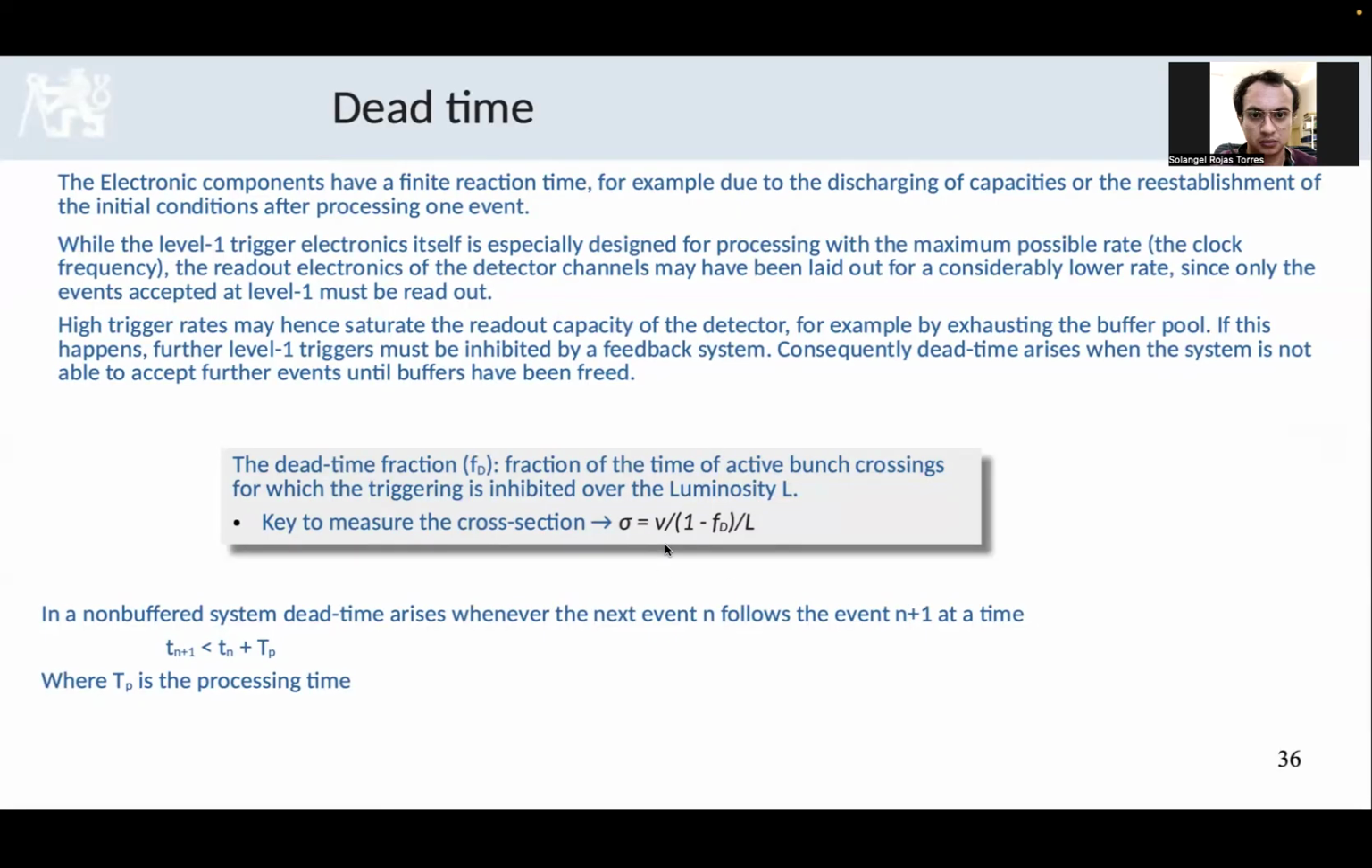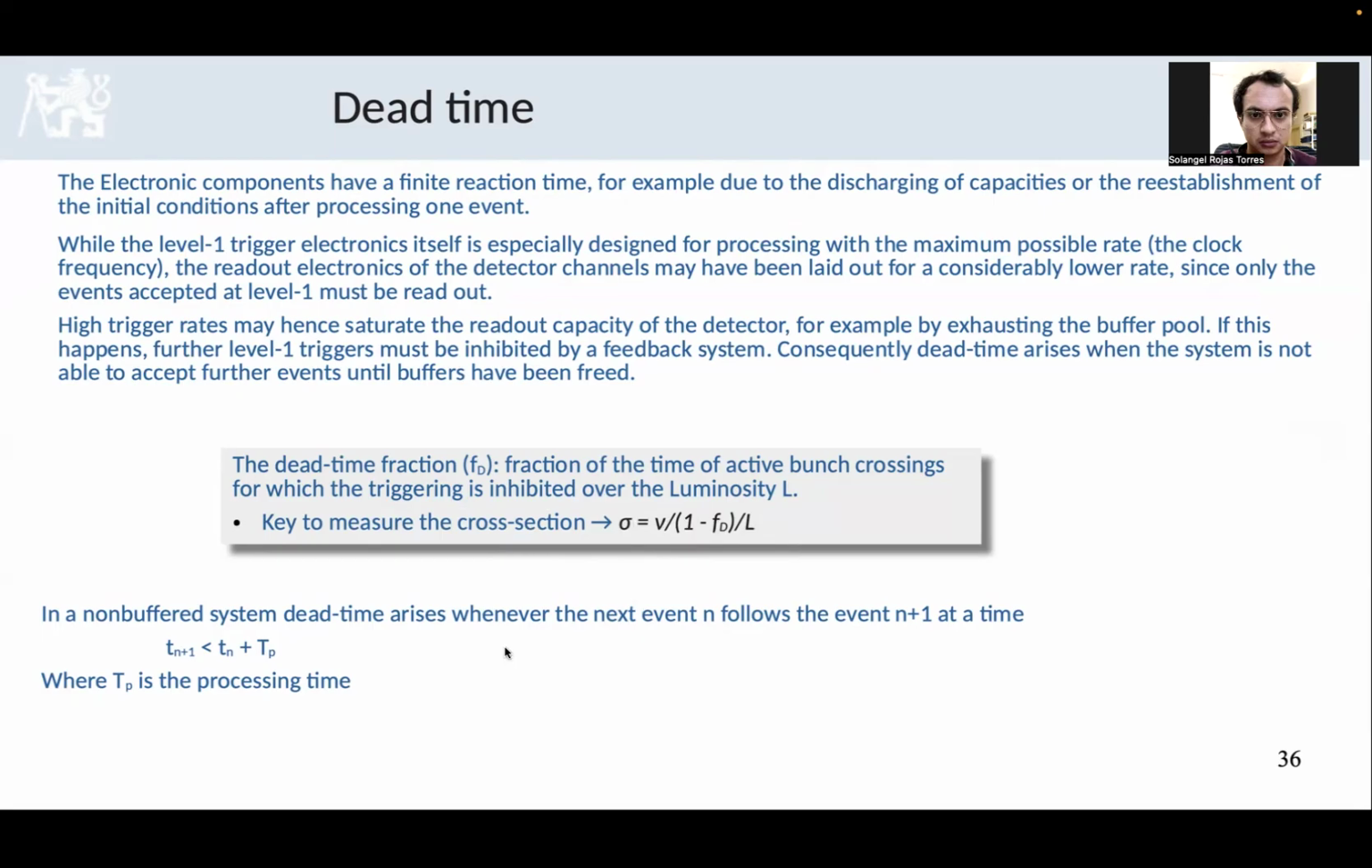So, the cross section, what is this? Well, your limitation for the cross section measurement is the frequency that you have, and 1 minus the dead time fraction of the detector over the luminosity.